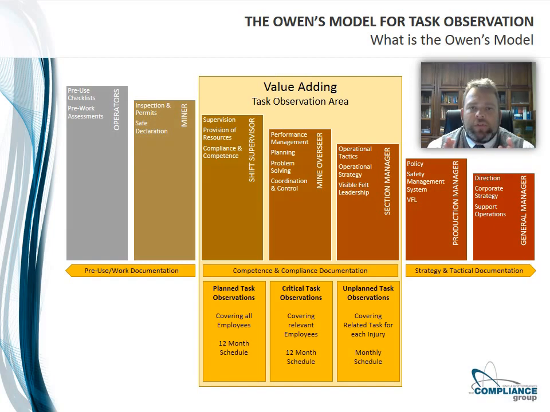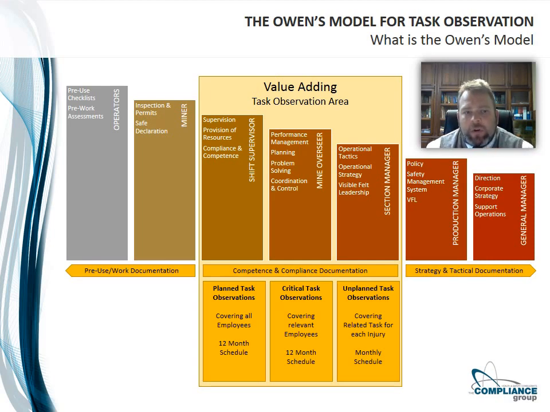To find that absolute sweet spot, where are we going to get the most value out of the task observation process? The same way we look for that sweet spot on a cricket bat when we hit a 6 or a 4 on a brilliant cover drive. This is the same sweet spot we're looking for. Where can we get the most value out of the task observation process? We found that this sweet spot is in that middle section of management between the shift supervisor, mine overseer, and section manager. I'm going to explain to you why.